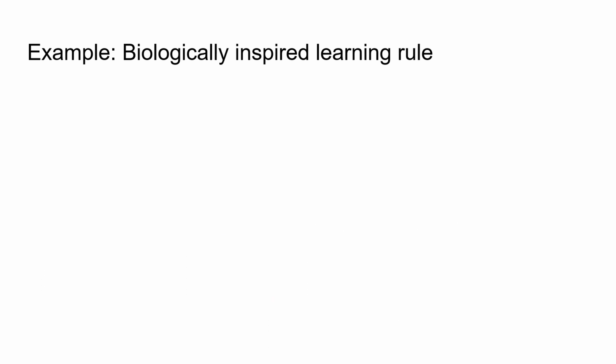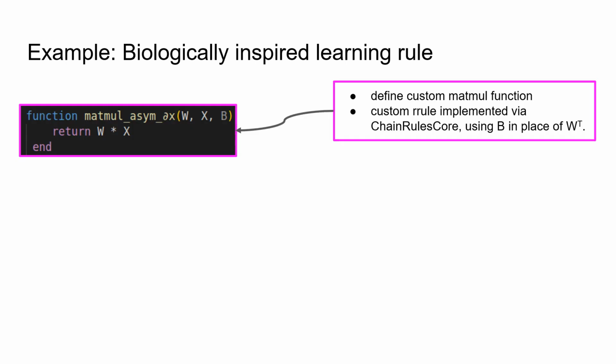Now let's have a look at how this can be implemented using Bender. First, we define a custom matrix multiplication function along with the corresponding ChainRulesCore rrule. The rrule computes the partial derivative with respect to x using the fixed random matrix B rather than the analytically correct choice W transposed. For brevity, the rrule is not included on this slide, but it can be found in the package repository.